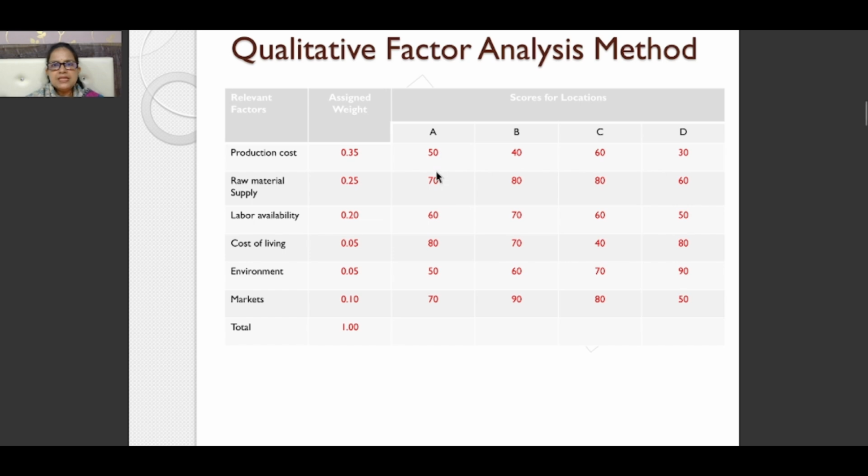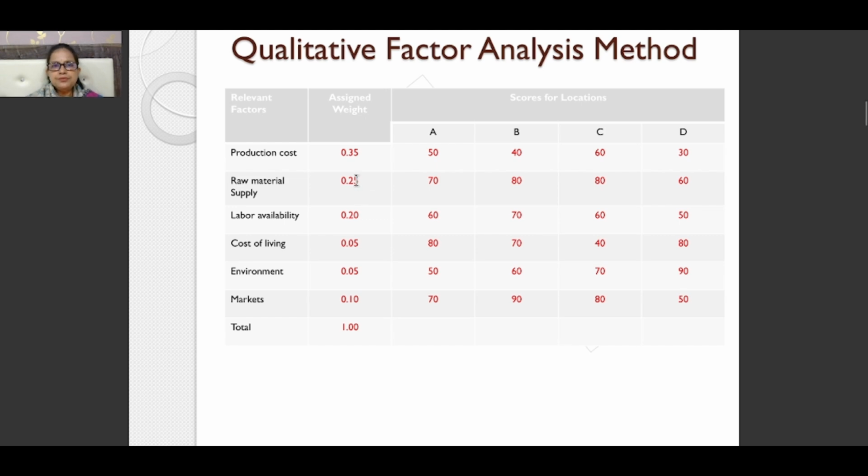And we have assigned a score to each location between 0 to 100. Suppose product cost is assigned for A location is 50, for B is 40, for C is 60 and D is 30. Like that we have to give a value to each factor, that score within 0 to 100.